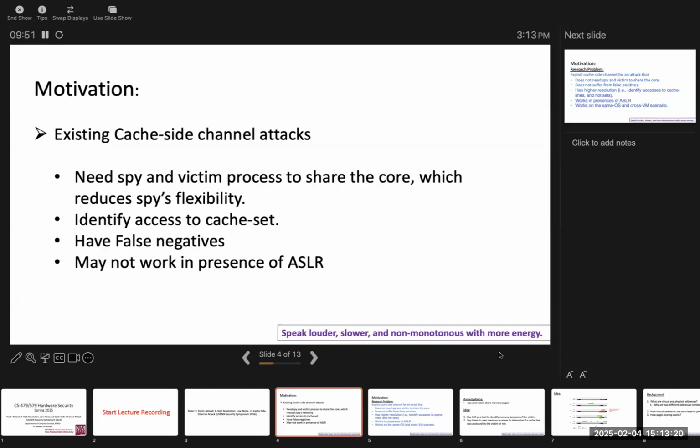And they also have false negatives. I will explain later what a false negative is, okay? And it may not work in the presence of ASLR. Again, I'm just taking note here. If I forget to explain ASLR when I'm explaining paging, let me know. It stands for address space layout randomization, and it is a defense mechanism against security attacks. So the existing attacks would not work if ASLR is enabled.